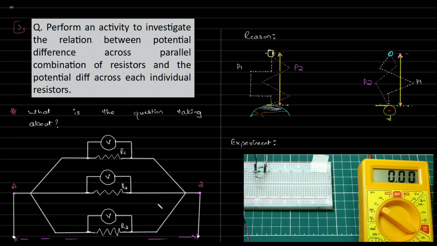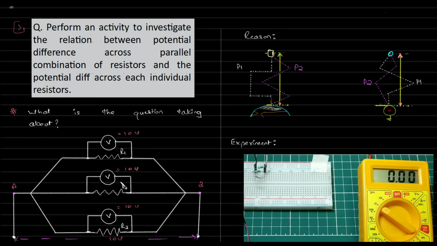Now, if I happen to give a supply of V volt, or maybe 10 volt, let me take a value. They're asking us, if we provide 10 volt over here, what is the voltage across each resistance? What is the relationship between this 10 volt and voltage across each resistance? The relationship is that they also will be of 10 volt. The voltage will be the same.